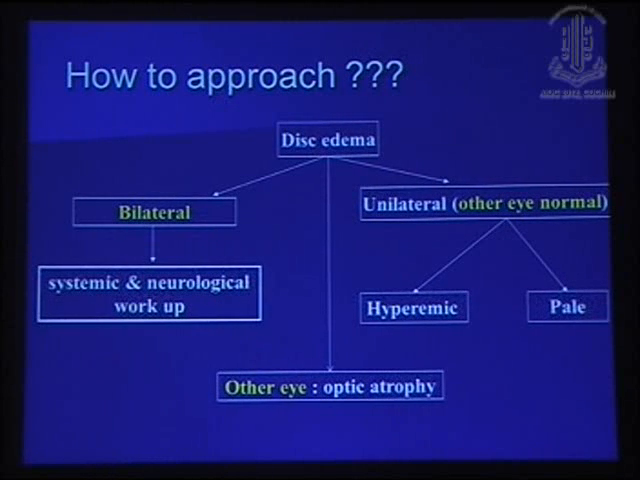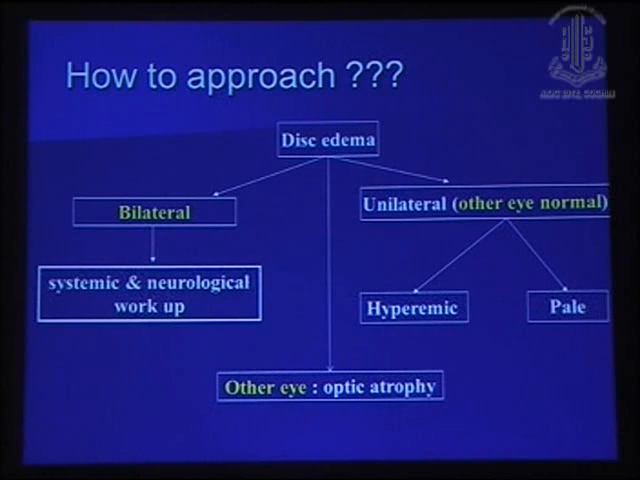Otherwise, you look at disc edema whether it's bilateral or unilateral. In bilateral, you're looking at systemic or neurological cause, so that workup is required. If the other eye has optic atrophy, then again you think that it's a space occupying lesion possibly, or there's a systemic problem which you need to evaluate for.